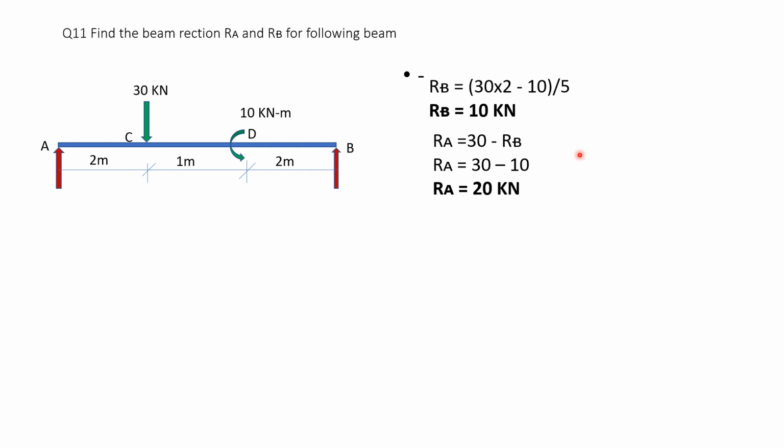RA is equal to, now 30 going down positive, RB going up negative, 30 minus RB, there are only two forces, so substitute the value of RB as 10, so 30 minus 10, you will get RA as 20 kilonewton. It is so simple. So RA is equal to 20 and RB is equal to 10 kilonewton. Do a little practice and solve different problems.